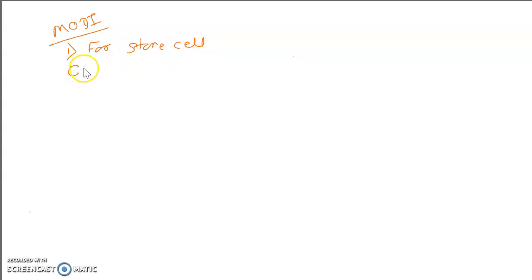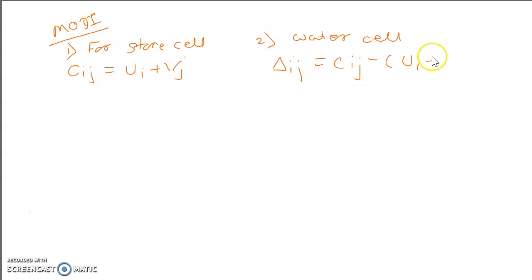For stone cells, the formula is Cij is equal to Ui plus Vj. The second stage is for water cells. For water cells, the formula is delta ij is equal to Cij minus (Ui plus Vj). First of all, for stone cells, C is the transportation cost, Ui is the value for the row side and Vj for the column side. I indicates the number of rows, J indicates the number of columns.